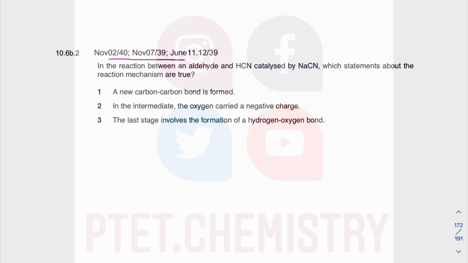This one is asking about the reaction mechanism of an aldehyde and HCN reaction catalyzed by NaCN. Sometimes you use KCN. You need this reaction to be cold because HCN is volatile. That means HCN can boil off at a high temperature. Usually we keep this between 15 to 20 degrees Celsius. If I'm not mistaken, HCN boils around 30, 35 degrees. I don't have that number on top of my head.